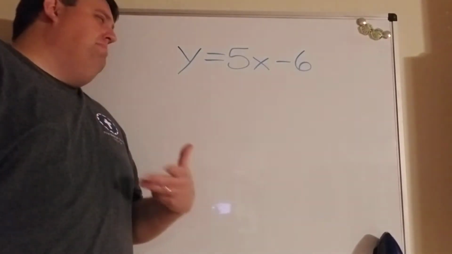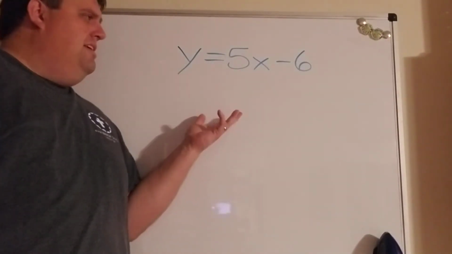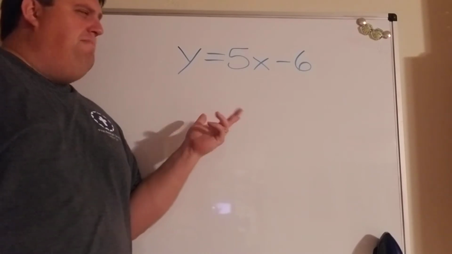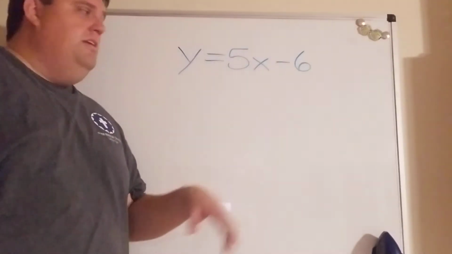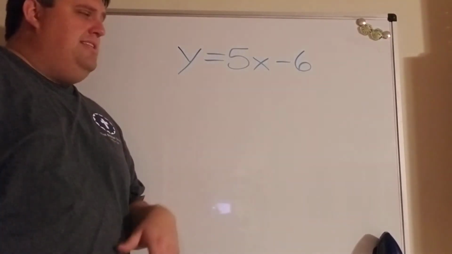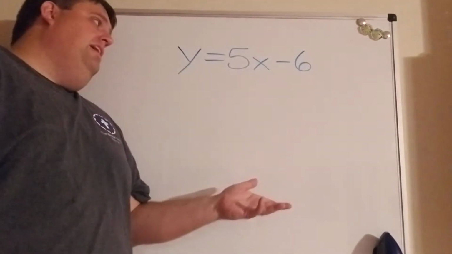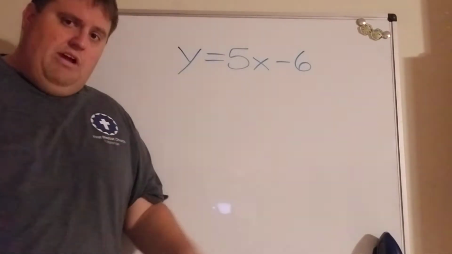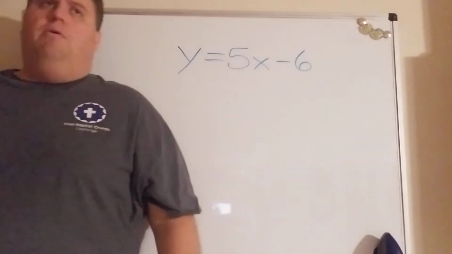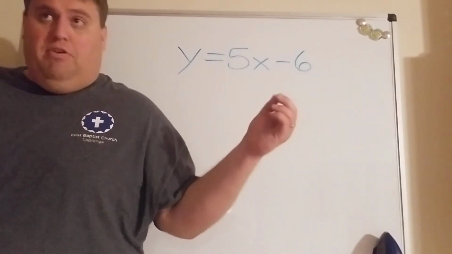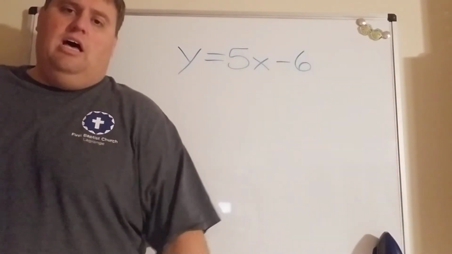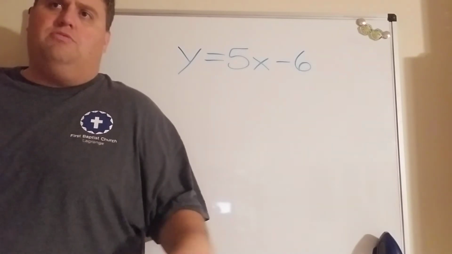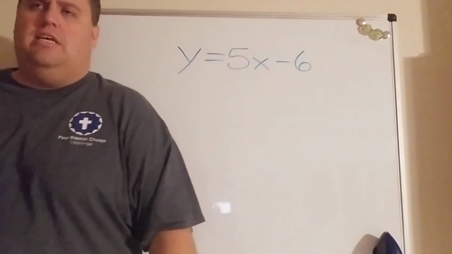So if I was making a table, I'd plug in 1, I'd get 5 times 1 is 5, minus 6 is negative 1. 1, negative 1. If I plug in 2, 10 minus 6 is 4. If I plug in 3, 15 minus 6 is 9, right? I'm always going to get a different y when I pick a different x, because no x would go with the same y. That doesn't make any sense.